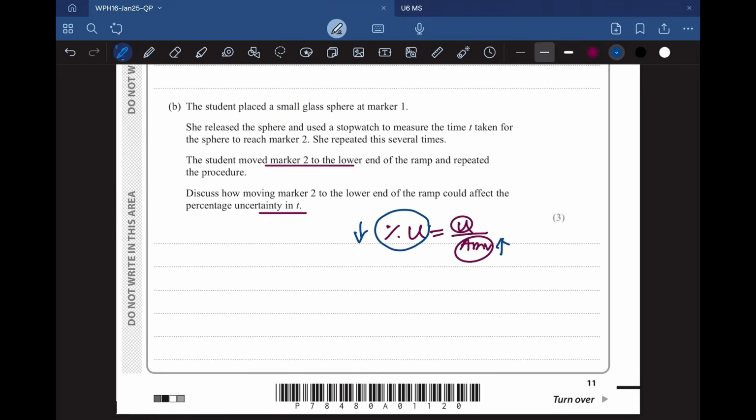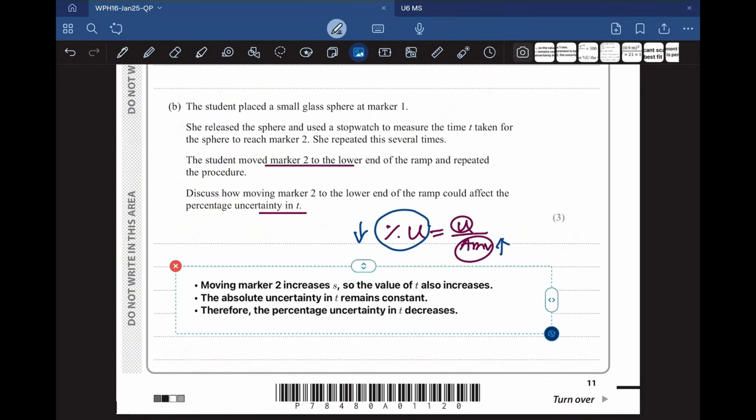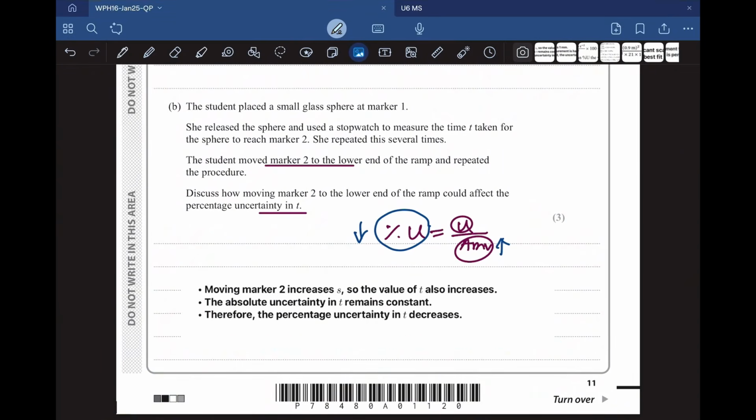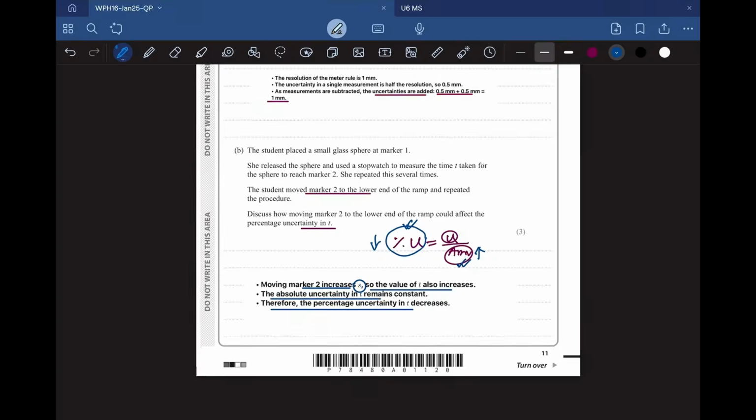This is one very easy concept that is also even asked in physics unit 3, and you guys should be able to answer it very easily. It says moving marker 2 increases s, so the value of t also increases. The absolute uncertainty remains constant. Therefore, the percentage uncertainty decreases, as the percentage uncertainty and the average measured value are inversely proportional.